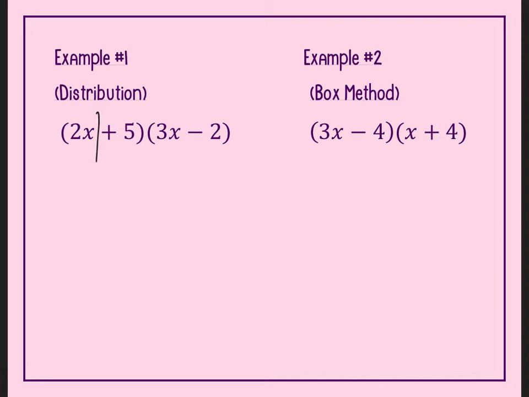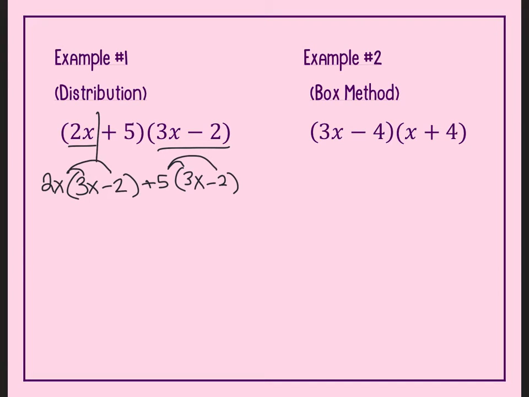Well, we're going to cut the first term in half and take the 2x and multiply it by everything in the second parentheses. Then we're going to take the plus 5 and multiply it by everything in the second parentheses. So now we're going to multiply. We're going to distribute the 2x into the parentheses, and we're going to distribute the 5 into the parentheses.